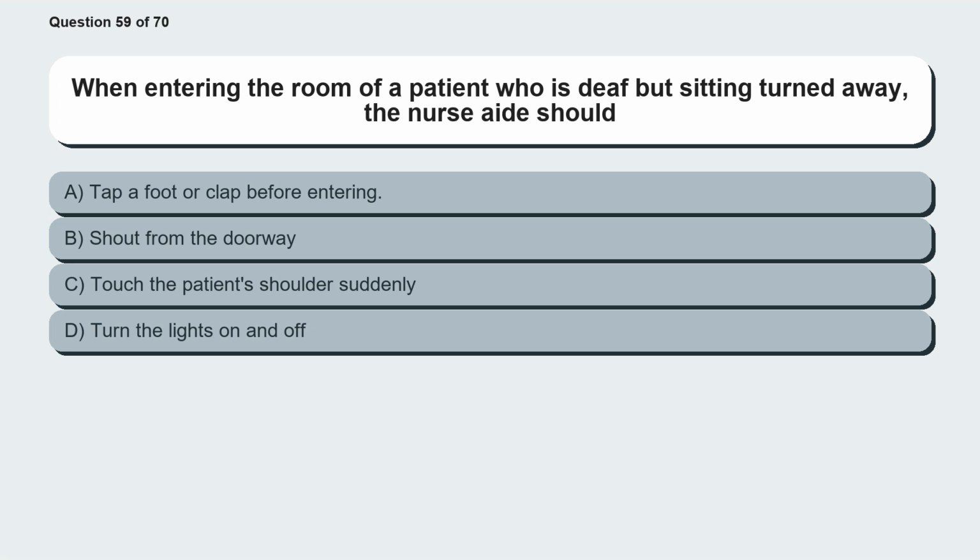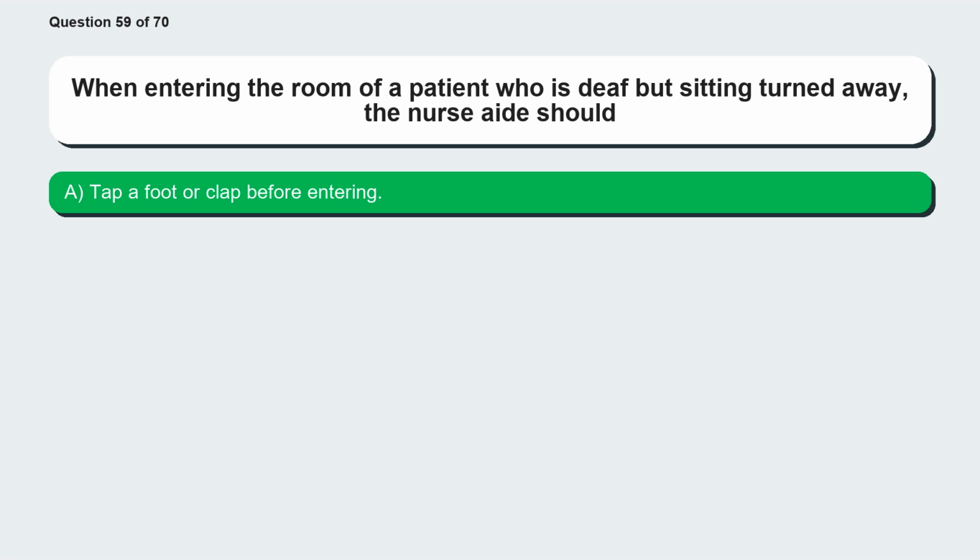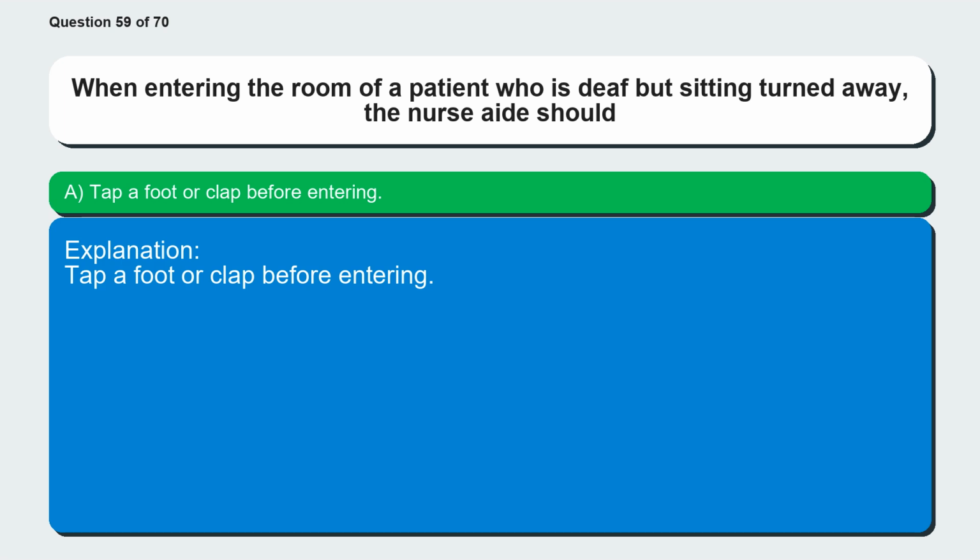Option C, touch the patient's shoulder suddenly. Option D, turn the lights on and off. The correct answer is option A, tap a foot or clap before entering.